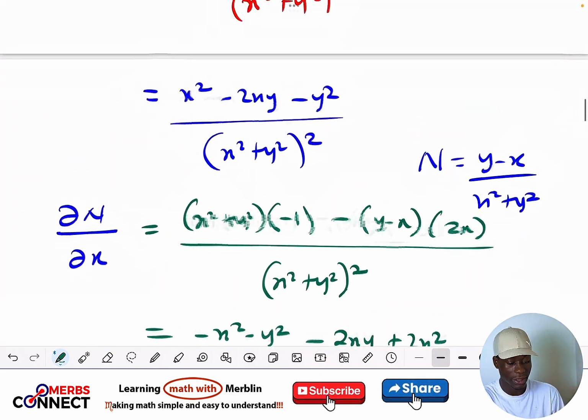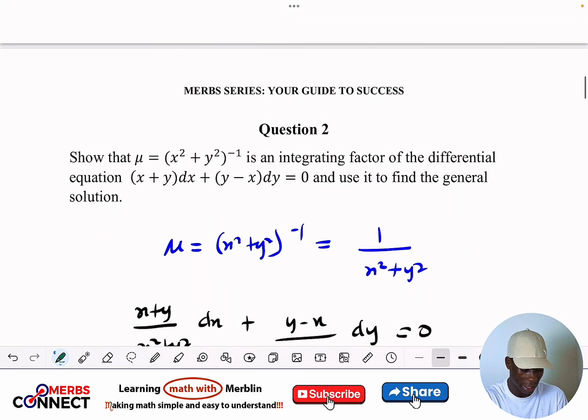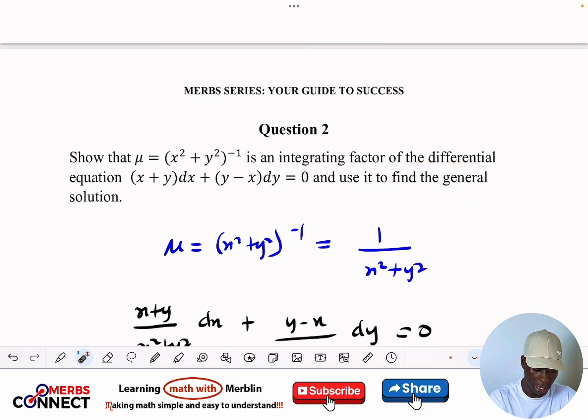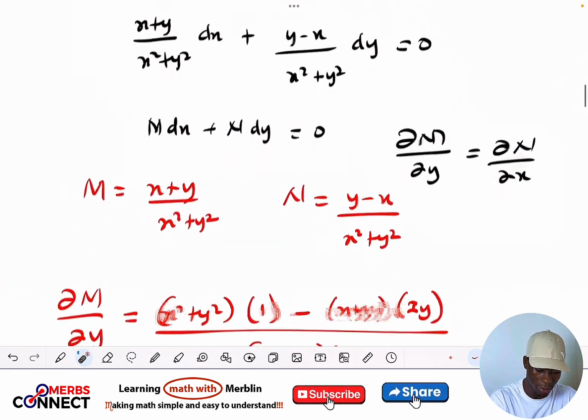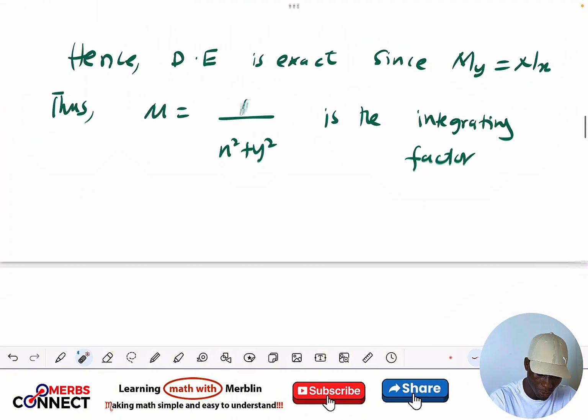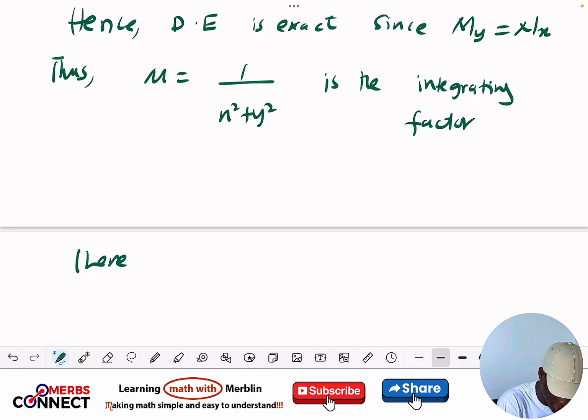Now we are not done. The question is saying that if it is an integrating factor, then we need to find its general solution. So now let's go through how to find a general solution from this. Right? So here what we are going to do is, since it is exact and it is an integrating factor, then there exists a function that when we differentiate, we are going to get the function there.